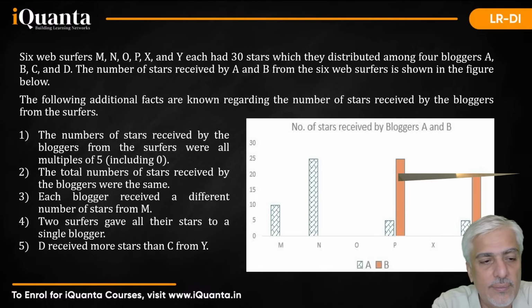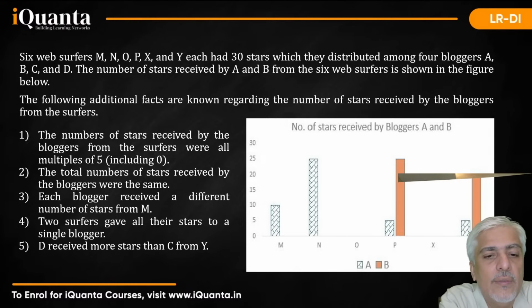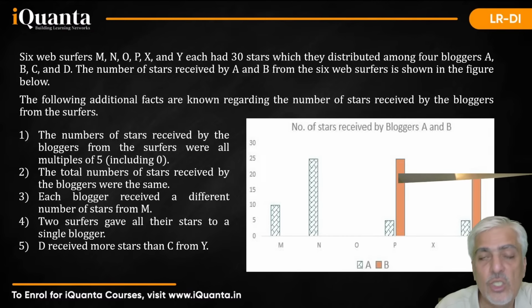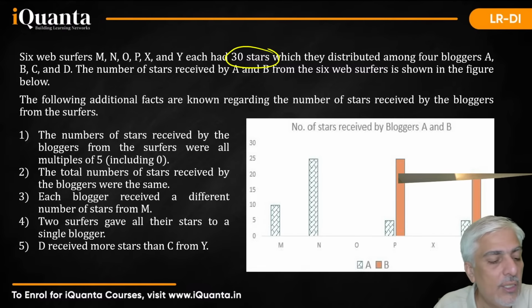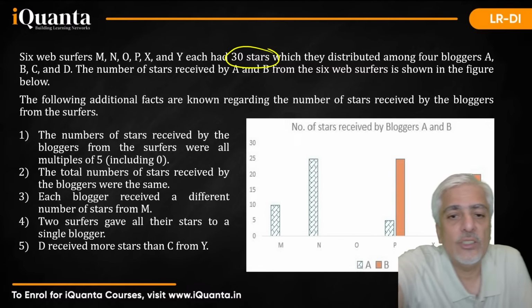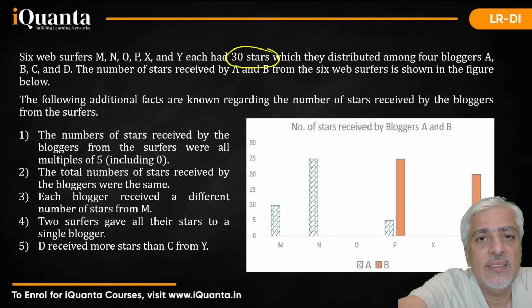Next one. Number of stars. Let's see what we want to do in this set. 6 web surfers each had 30 stars. So suppose you surf the internet and you are being given 30 points to distribute between people. You can call it 30 points, you can call it 30 stars, whatever you want to call it. That's okay. That's just a thing.